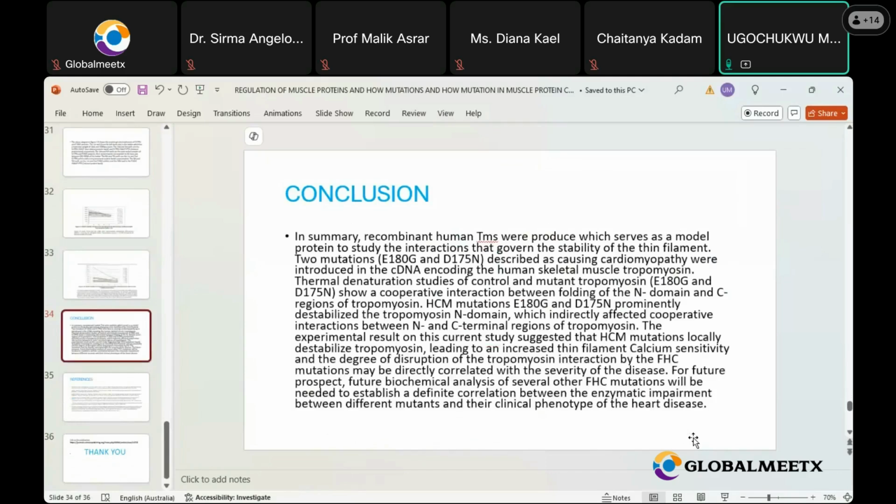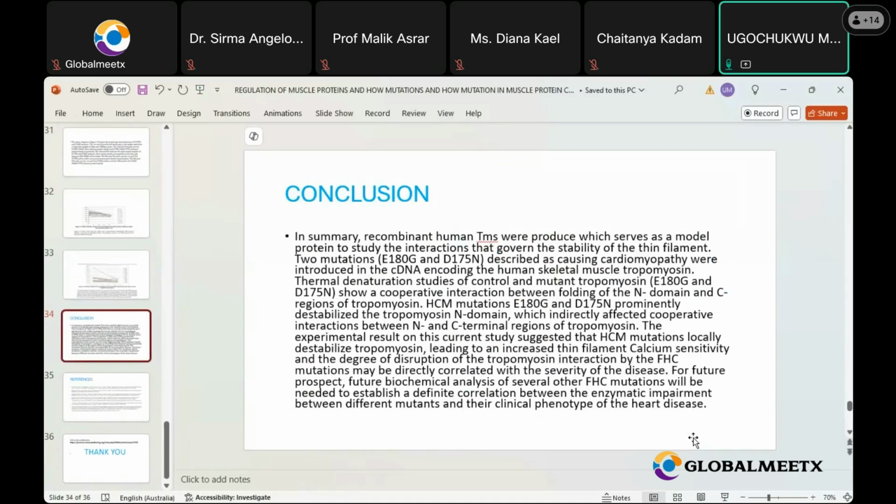In conclusion, recombinant human tropomyosin was produced, which serves as a model protein to study the interactions that govern the stability of the thin filament. Two mutations, E180G and D179 mutated proteins, described as causing cardiomyopathy, were introduced in the DNA encoding the human skeletal muscle tropomyosin.